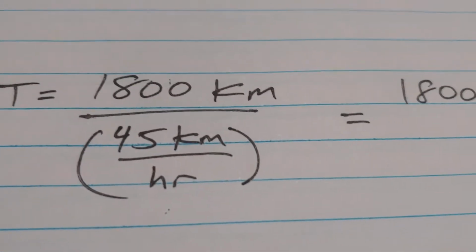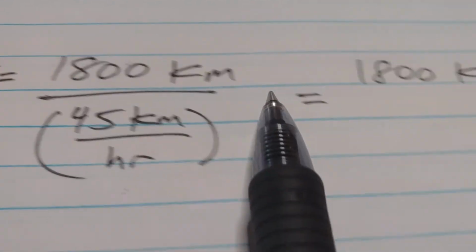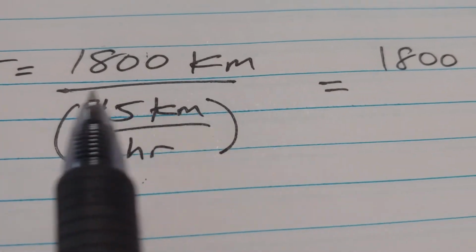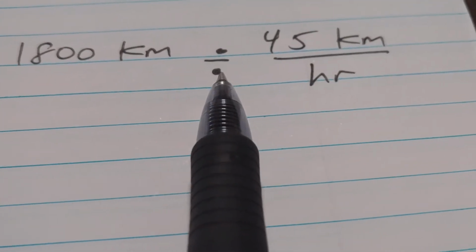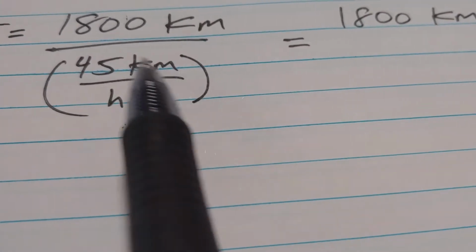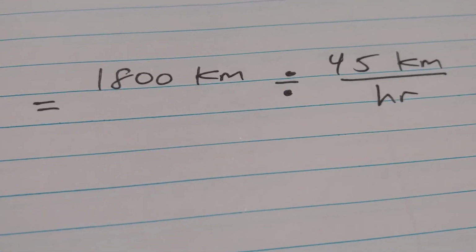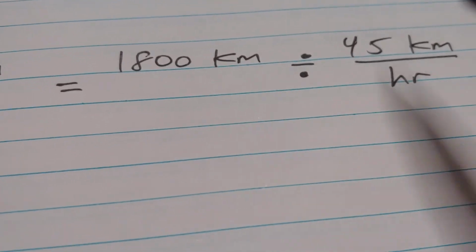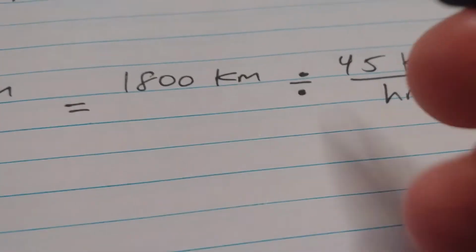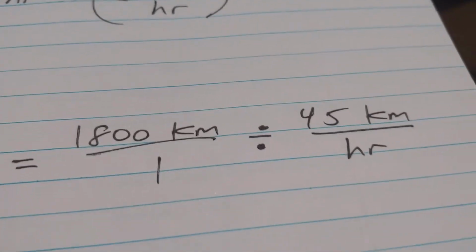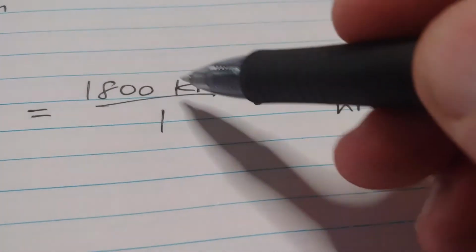I'm going to rewrite it here. I'm going to put this number first, 1,800 kilometers, then this line, divided by, and then this entire fraction divided by this. So far so good. Now, because I already have one fraction here, in order to be fair, let's make this one into a fraction as well. So now they're both fractions. Now they match. They both have numerators and denominators.